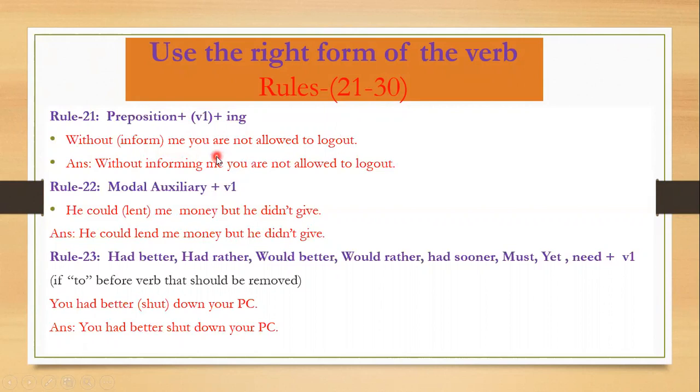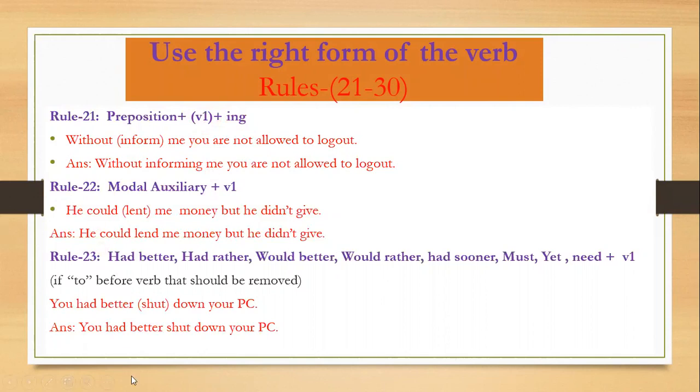Without inform me, you are not allowed to log out. What does it mean? It means without informing me. Without is a preposition. Here in the bracket there is a verb, also written in present form, but there is no ing added with it. That's why ing has been added here. Without informing me, you are not allowed to log out. So the rule was, if you get a preposition, then the bracket verb should be written with ing added.